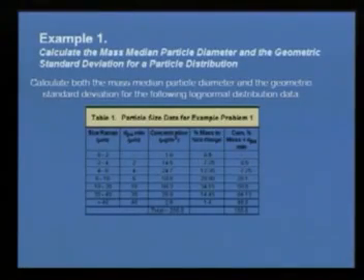Example 1: we have to calculate the mass median particle diameter and the geometric standard deviation for the particle size distribution which is given here. You have the size range in micrometers: 0 to 2, 2 to 4, 4 to 6, 6 to 10, and this is the aerodynamic diameter, which is at the minimum one. Normally we plot the things based on this minimum level.